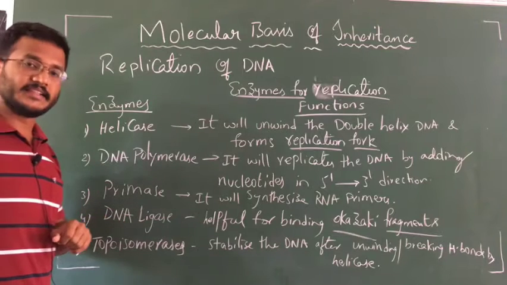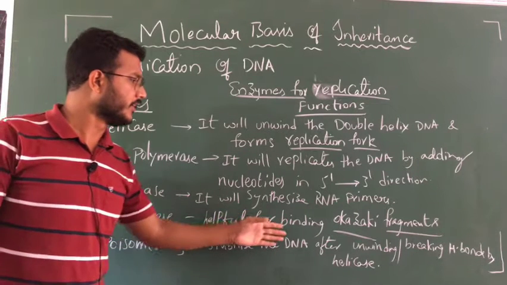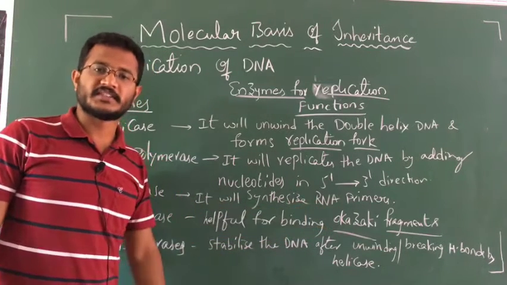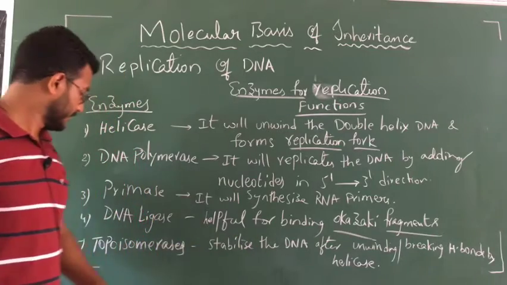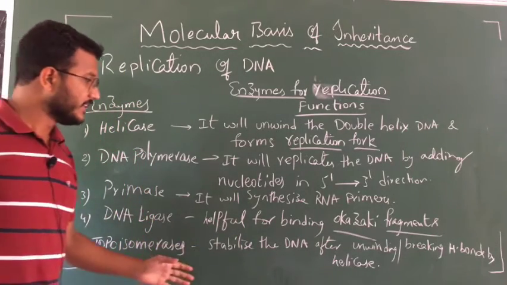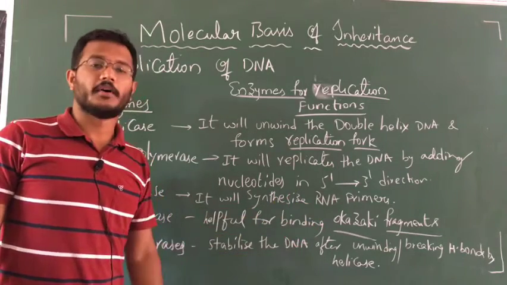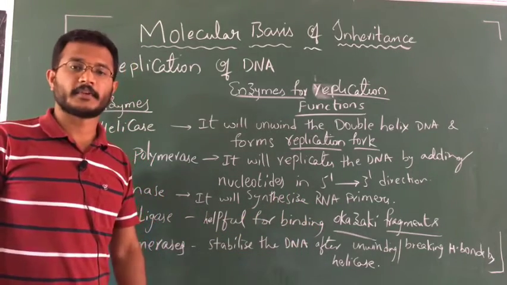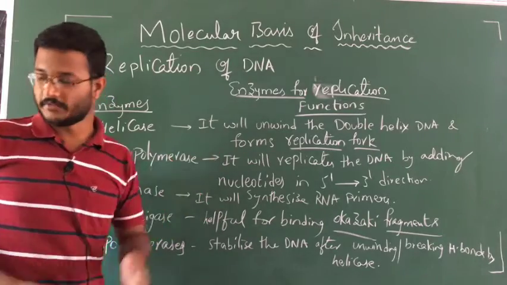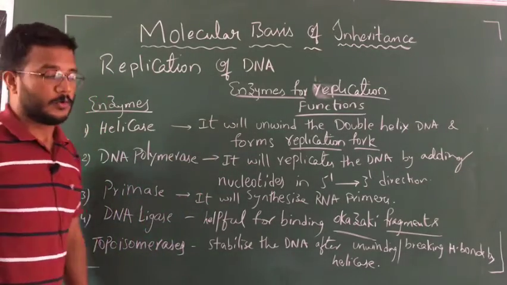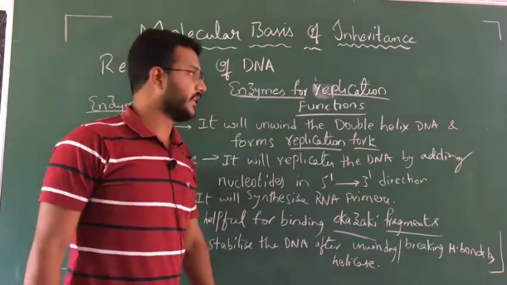And DNA ligase is helpful for binding Okazaki fragments. So what are Okazaki fragments? And topoisomerases will stabilize the DNA after unwinding or breaking hydrogen bonds by helicase. So these are the list of enzymes. We will see what they are. And now we will move into the process of replication.